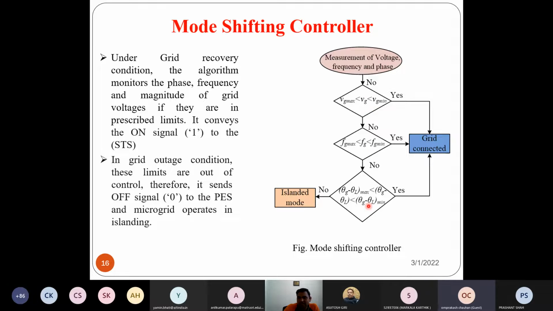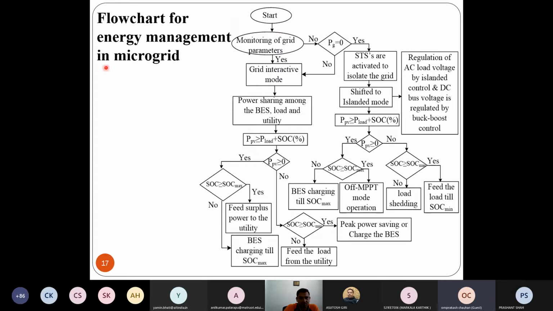So we will sense all the grid parameters: voltage, frequency, and theta. If these are within the limit, yes, we will have grid connection. If these are not within the limit, we are having the islanded mode. And accordingly, the STS signal will get 1 or 0. This is the flow chart for energy management in this PV battery based microgrid. So we will start and then we are having the monitoring of grid parameter PG. If this grid power is 0, we will activate the STS, meaning we will supply a 0 signal so that it can be shifted to the islanded mode.